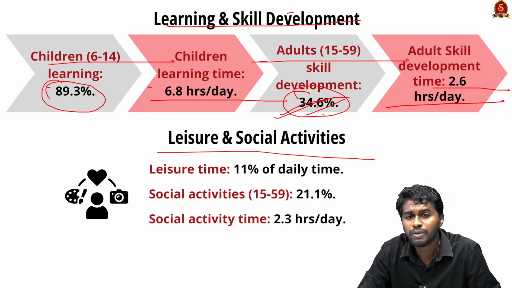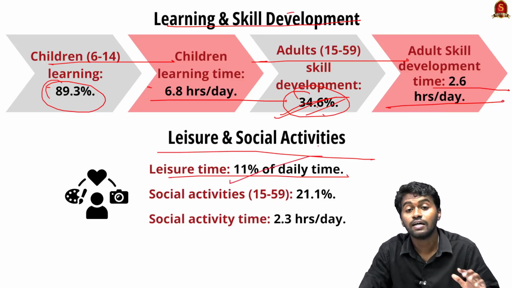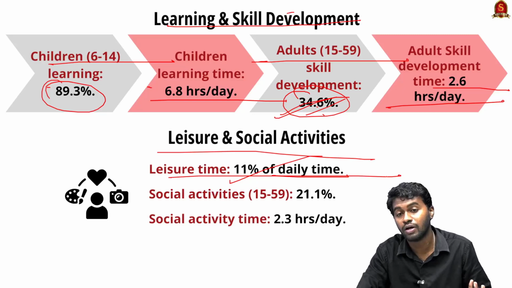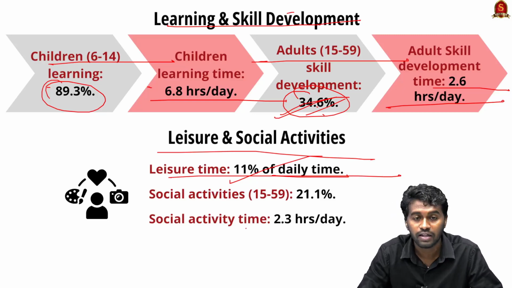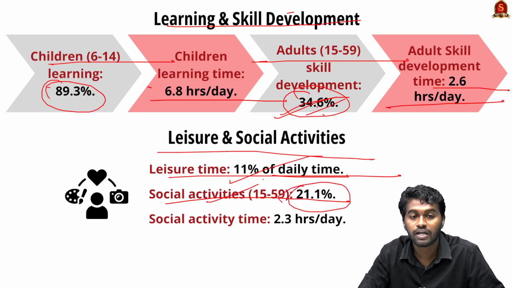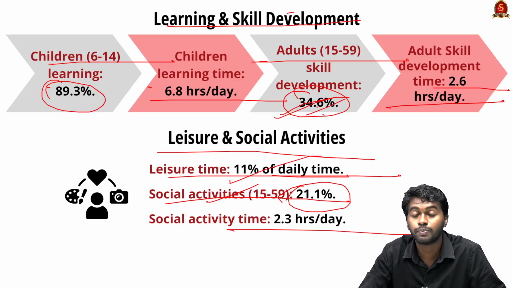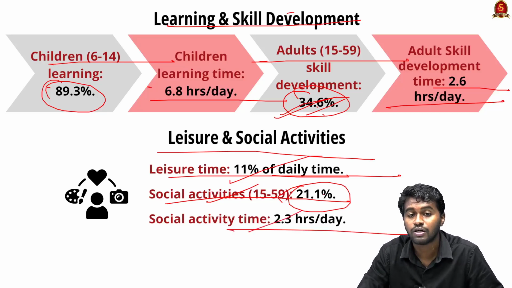And coming to leisure and social activities, the survey highlights that people spend nearly 11% of their daily time on leisure. That means watching movies or going for other entertainment and all. And nearly 21.1% of the adult population engages in social activities, and they spend an average of 2.3 hours per day on their social activities.